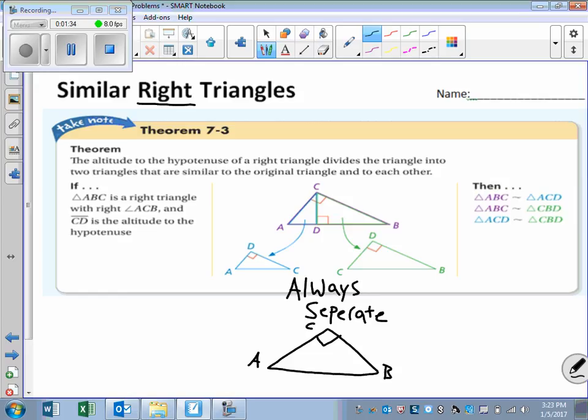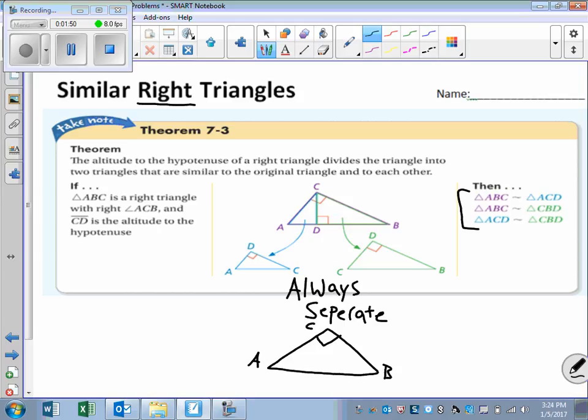Now, the one rule about similar right triangles is that they are all similar, right? It's right in the name. So if you look over here, it is saying that all the color triangles are similar to each other.